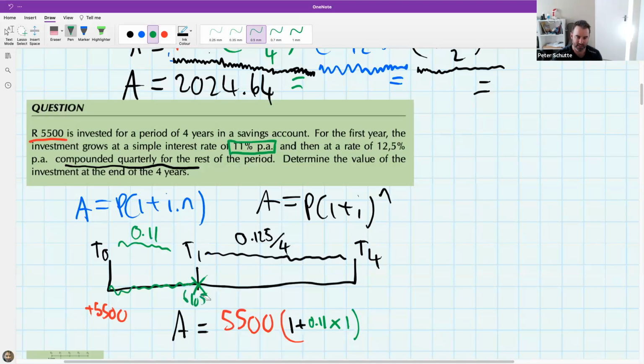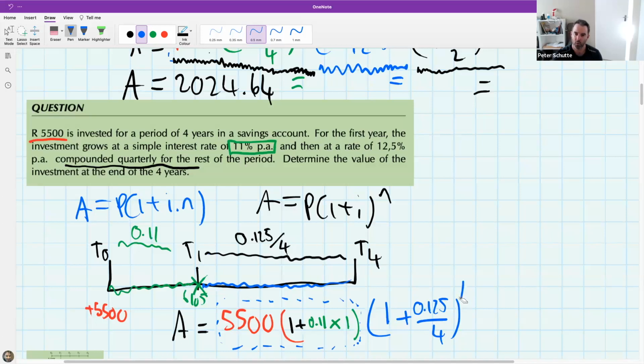That's how much money is sitting at that point, but I need to get to the end. And what I'm going to do is use the amount that is here as my input for the next bracket. So almost like, again, this is the P value. This is the value that is the input. It needs to grow. Now, what is the interest rate going to be here? Well, I'm back in compound interest land. And so this is going to be 0.125 divided by 4.